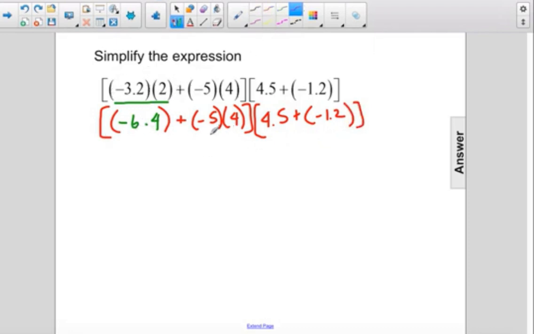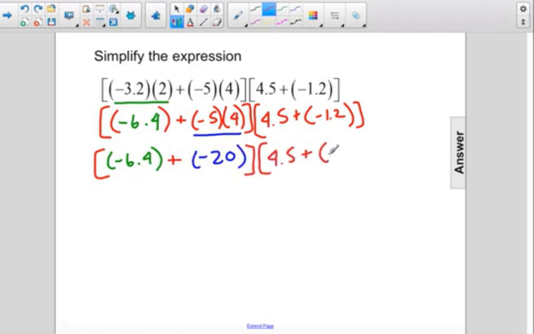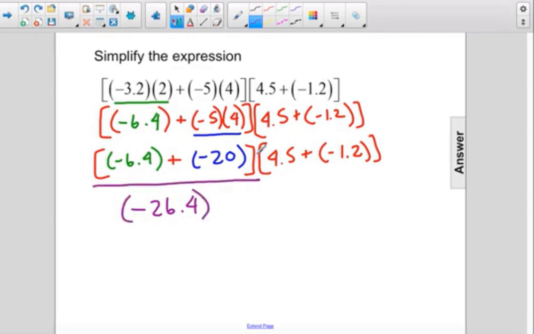All right, so first things first, we did this piece. Next, we're going to do the multiplication inside of the first brackets that's on the right side. So that is negative 20. So we can write out negative 6.4 plus our negative 20, which we can put into parentheses, brackets, and then 4.5 plus negative 1.2. All right, so now we can finish this first parentheses. Negative 6.4 plus negative 20 is negative 26.4, and that's all of that. So this portion is done.